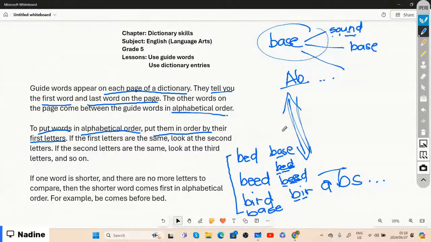All right, I just made an example where we say that if the first letter is the same, then we look at the second letters. If the second letters are the same, we look at the third letters, and so on and so on, until you are able to put these words in alphabetical order. Remember, alphabetical order is not just looking at the first letter and saying, okay, A, B, C, D. No, if the first letters of all your words are the same, we look at the second letters. If the second letters are the same, we look at the third letters, and so on and so on.